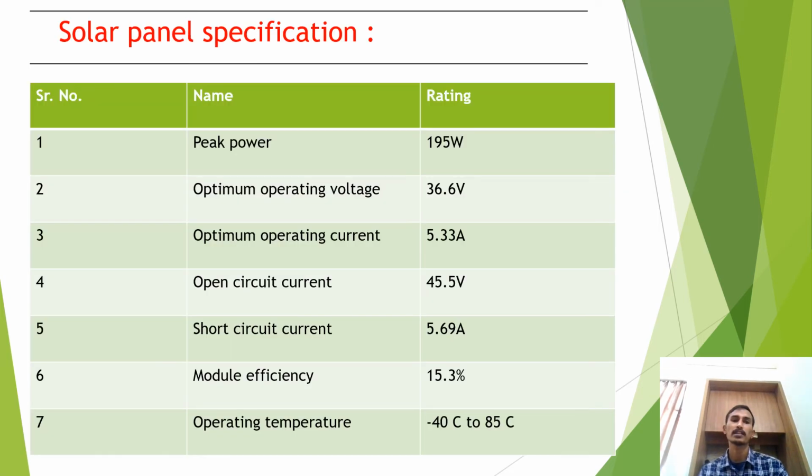These are the solar panel specifications. Peak power 195 watts, optimum operating voltage 36.6 volts, optimum operating current 5.33 amperes, open circuit voltage 45.5 volts, short circuit current 5.69 amperes, module efficiency 15.3%, operating temperature minus 40 degrees Celsius to 85 degrees Celsius. These are the specifications we use in solar power plant.